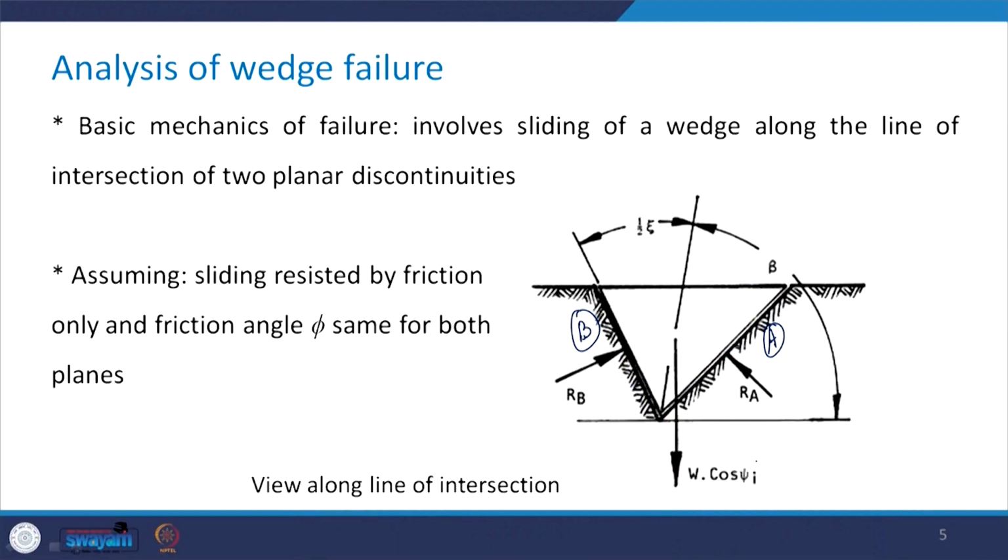Now, the weight of the wedge and its component is going to act in this direction, as shown in this figure as W cos psi i. This is the angle bisector of the angle between the two planes in this view, and this angle is zeta, and this is half of zeta, and the angle of the angle bisector from the horizontal is angle beta.